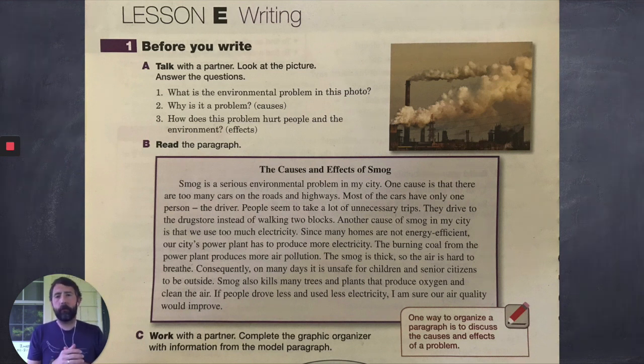So number 2 and number 3, again, I don't like the way that they're worded, but number 3, how does this problem hurt people and the environment? It creates acid rain, like I said, that damages plants and houses and cars and things like that. It makes the air hard to breathe.